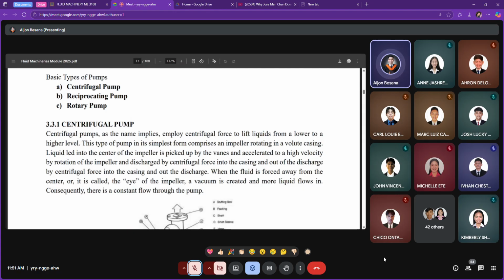Centrifugal pumps, as the name implies, employ centrifugal force to lift liquids from a lower to a higher level. So this type of pump in its simplest form comprises an impeller rotating in a volute casing. The liquid led into the center of the impeller is picked up by the vanes and accelerated to high velocity by rotating the impeller, and discharged by the centrifugal force into the casing out of the discharge. When the fluid is forced away from the center, called the eye, of the impeller, a vacuum is created and more liquid flows in. Consequently, there is a constant flow through the pump.